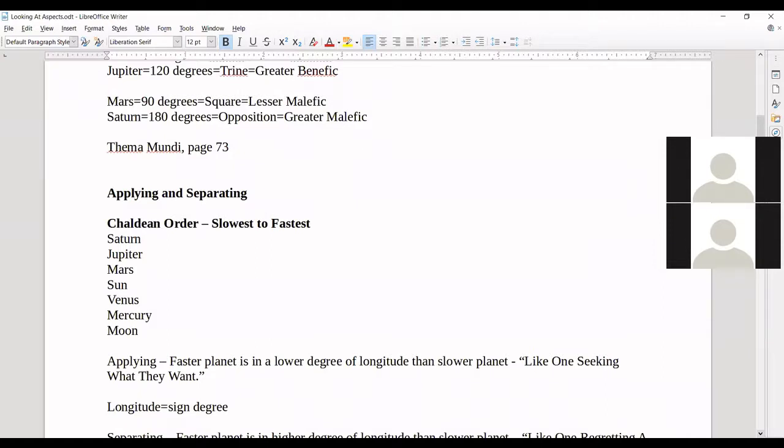Any questions about that? Send the questions in now if you have questions. Otherwise, what I want you to do is look at your moon and find out if it's applying to anything. Is it in a lower, okay, hold on a second. What do we got here?